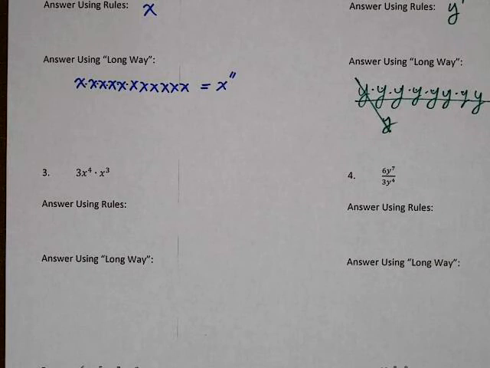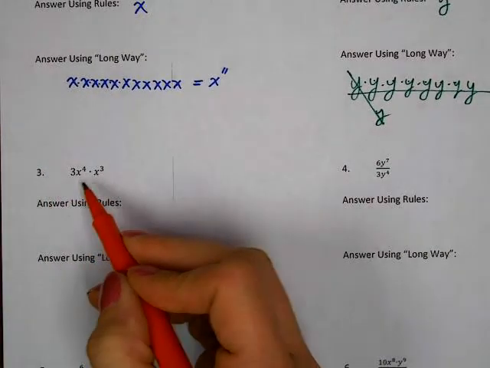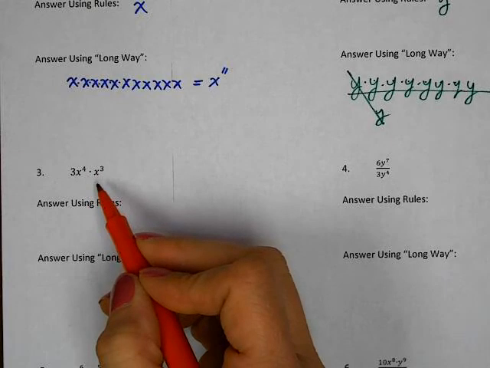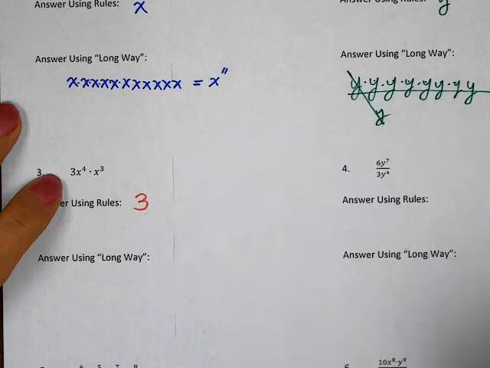Okay, number 3. I see a 3 times x to the 4th times x to the 3rd. So I know that the coefficient, the number out in front, is going to be 3.